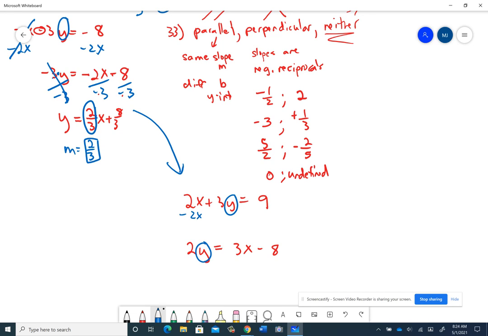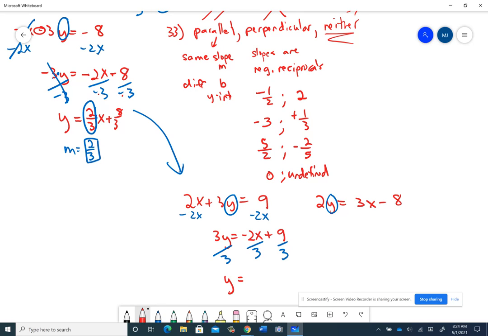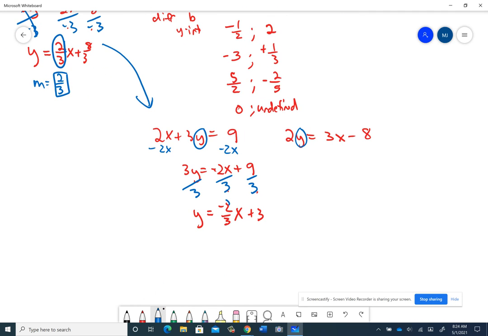So I'm going to subtract 2x. Let me write this one to the right instead of below. So that was 2y equals 3x minus 8. And on each of them, I'm going to solve for y eventually. So I'm going to subtract 2x from both sides. I get 3y equals negative 2x plus 9. Divide by 3 everywhere. I get y equals negative divided by positive is negative 2/3 x. 9 divided by 3 is 3. What I'm really trying to pay attention to is the slope. That right there.